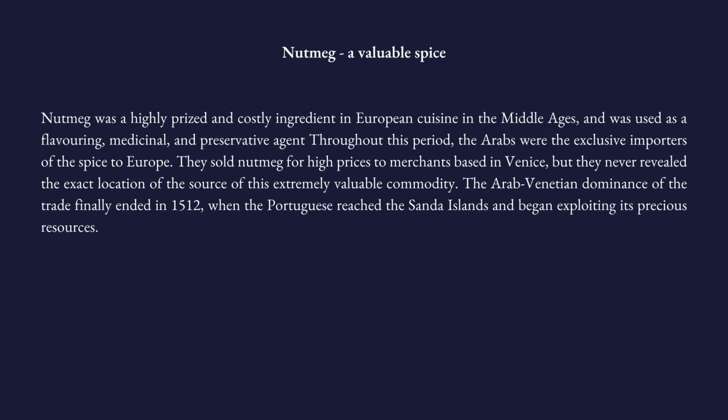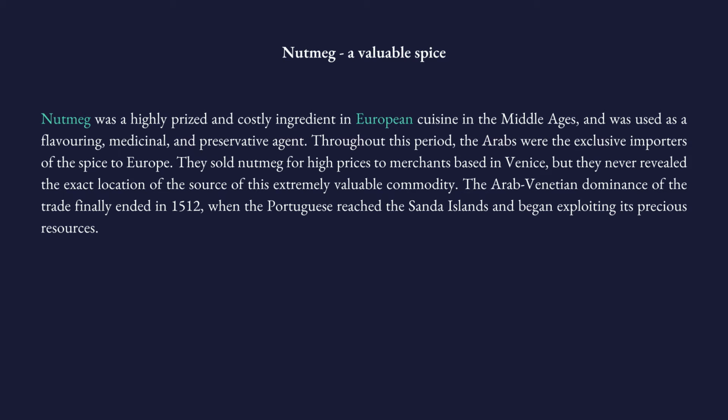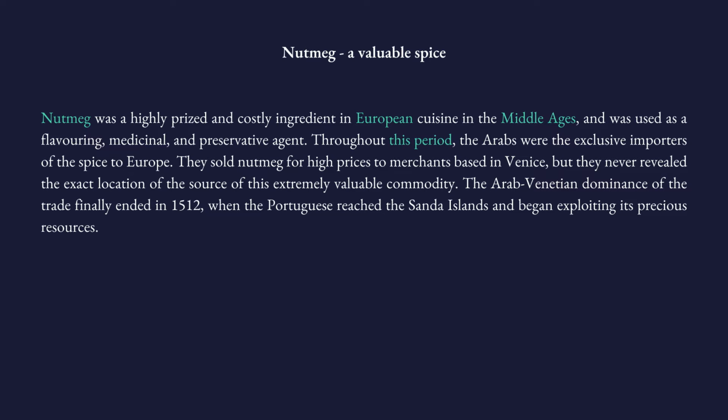If we take a look at the second paragraph, we have nutmeg, European, Middle Ages, this period, which refers to Middle Ages, exact location, and we have all we need. So let's read the first sentence. Well, it doesn't give us anything, basically, if you read it carefully. What is important to us is here. Throughout this period, which means in the Middle Ages, the Arabs were the exclusive importers of the spices to Europe. They sold nutmeg for high prices to merchants based in Venice. So Arabs were the importers. Just to repeat, Arabs were the importers of spice to Europe.